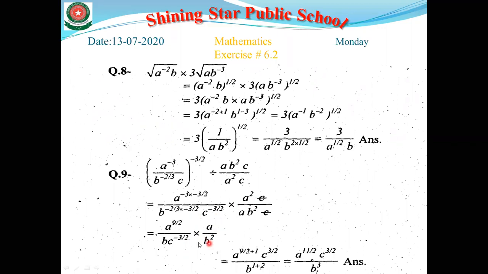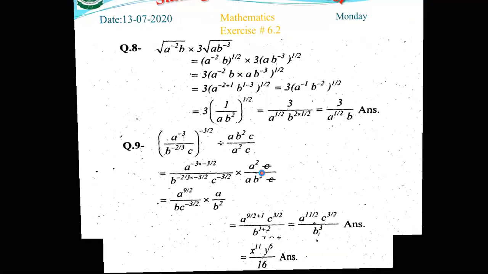Okay. Now when we take c from the denominator to the numerator, it becomes c power 3 over 2. And here a multiply 9 over 2 plus 1. So when we take the LCM, it becomes 11 over 2. And in the denominator, b power 2 multiply b. Here power is 1. 1 plus 2, 3.